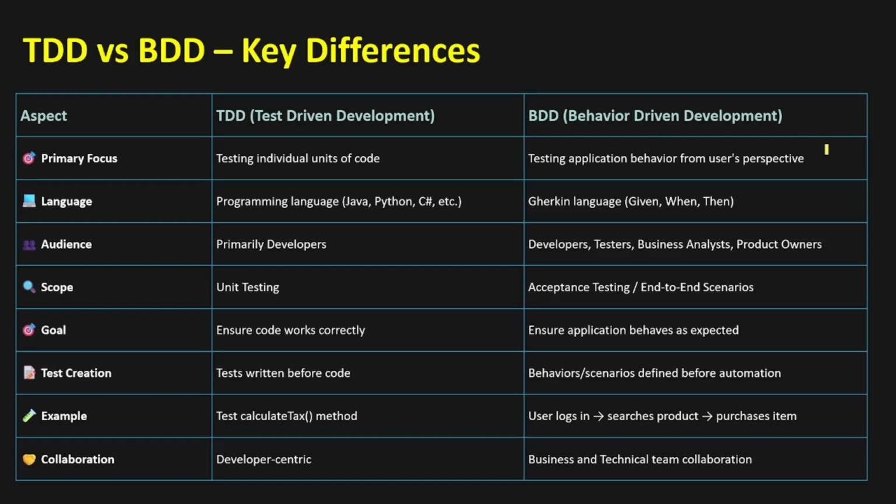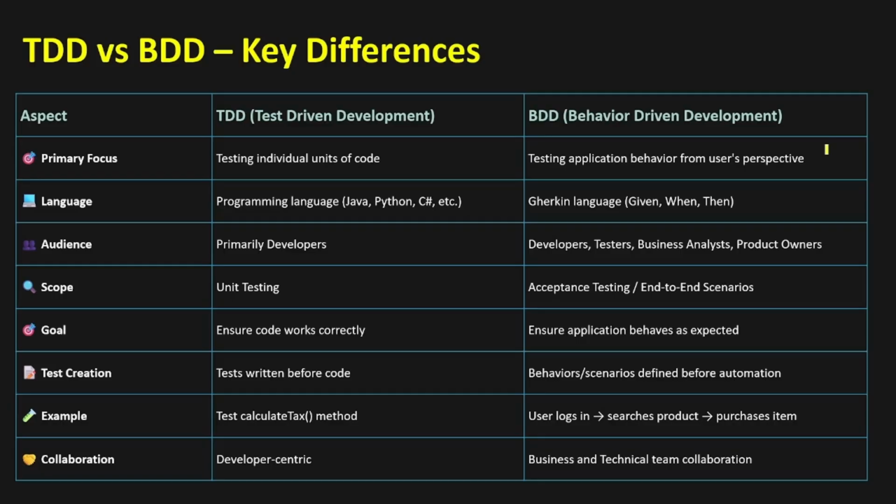In this video, we are going to learn about key differences between TDD and BDD framework. The primary aspect on which we will compare the TDD and BDD framework is primary focus, which means TDD focuses on testing individual unit of code. TDD focuses on code correctness, function logic. However, BDD focuses on testing application behavior from end user's perspective. Language. TDD is written in the programming language, that is Java, Python, etc. However, BDD is written in human readable language, for example Gherkin, which is in given when then format.